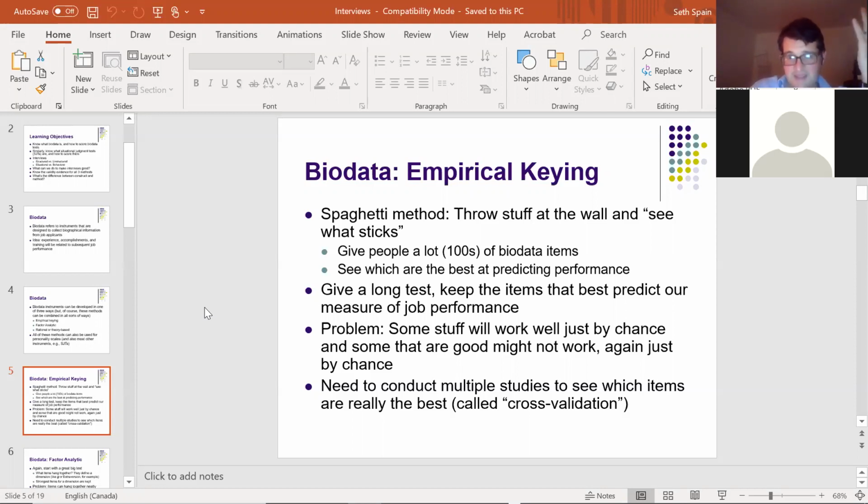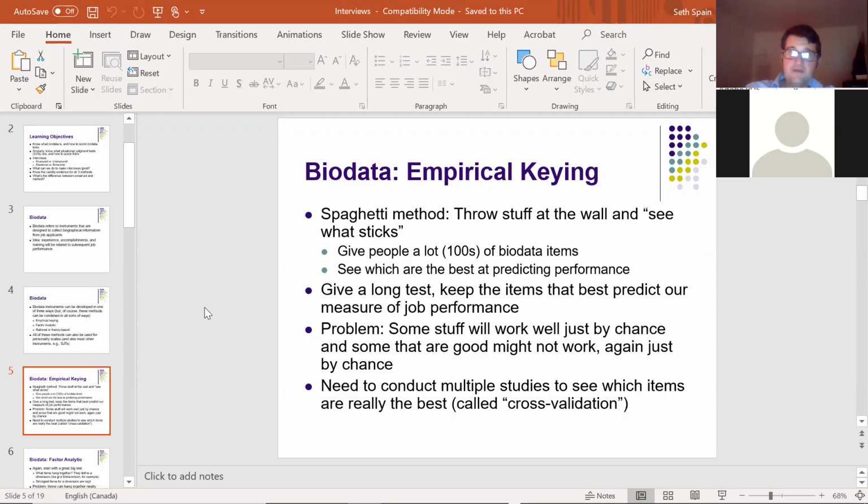And the big problem with this, though, and this should come as no surprise if you have any appreciation of statistics at all, is that some of the stuff's just going to work in sample for no good reason, like what people usually naively call by chance. It's not necessarily just chance it worked, but we could have an item or 10 that wind up looking really good in the sample that we happen to validate this on, but then when we go to use them, they're crap. They don't work well at all.